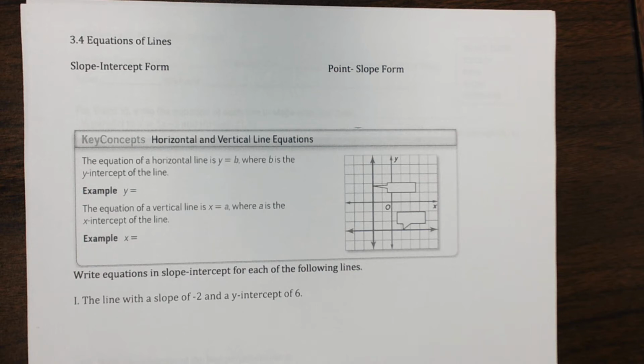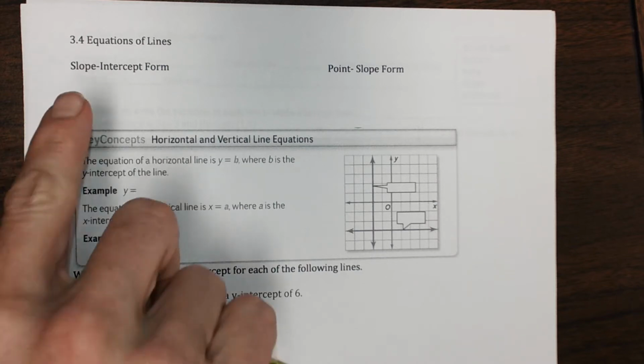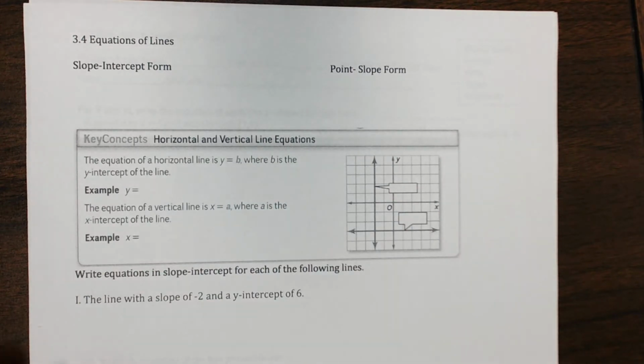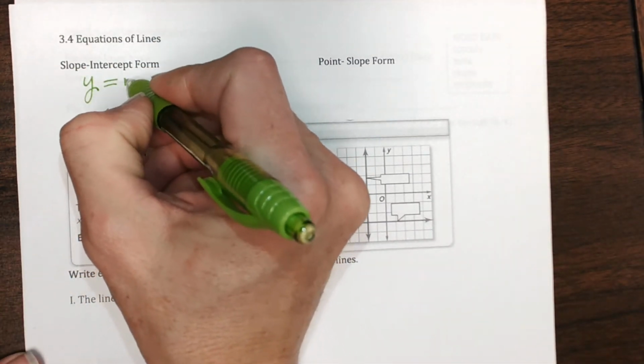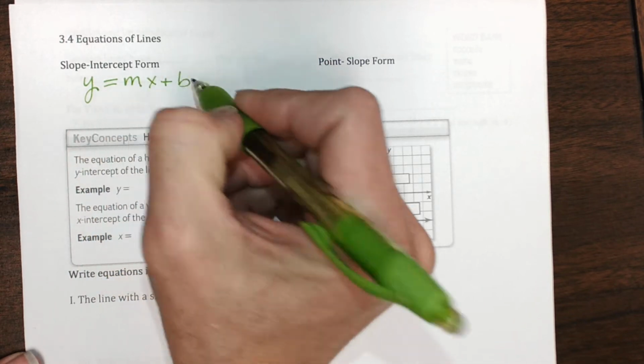Hey guys, we started earlier in the week talking about the slopes of lines. And so today we're going to take that slope and put it together, and we are going to write the equation of lines. So there's two main forms that we are going to focus on. So our slope intercept form is y is equal to mx plus b.